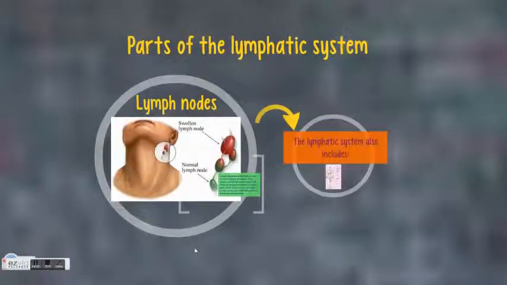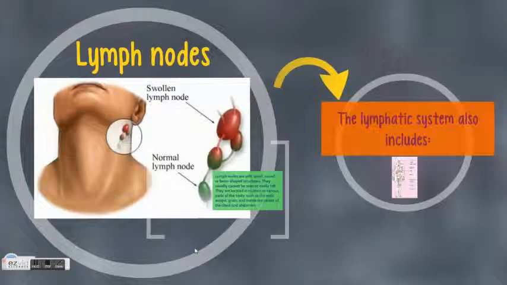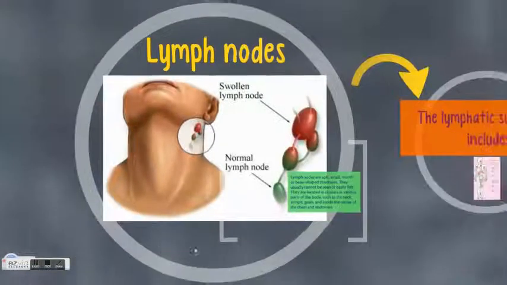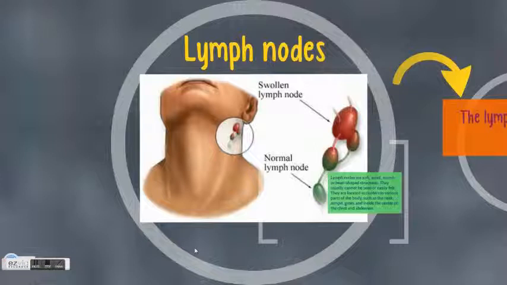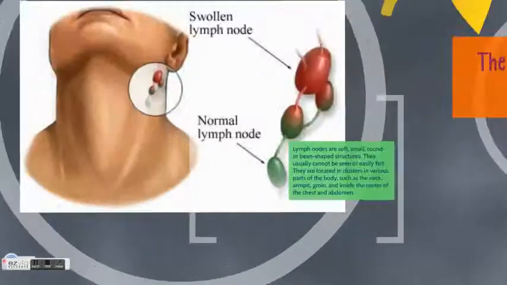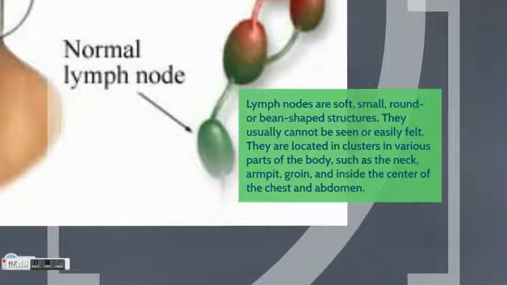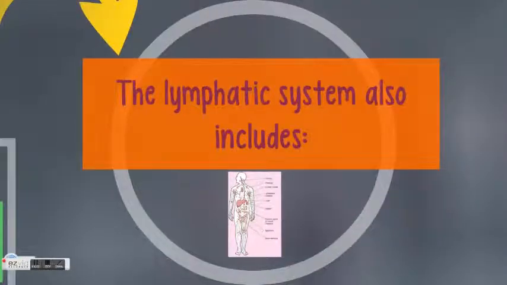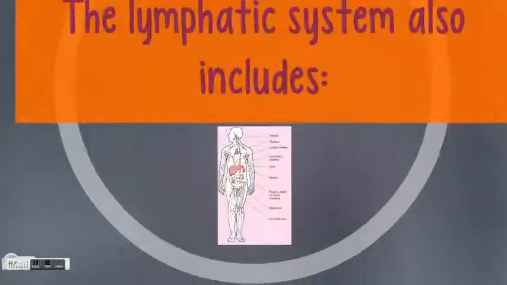And there are a few reasons for that. Now we're going to talk about the parts of the lymphatic system. We have the lymphatic nodes. The lymphatic nodes are soft, small, and round, and they have a bean-shaped structure. They usually cannot be seen easily, and they are located in clusters in various parts of our body. We have them in the neck and armpit.